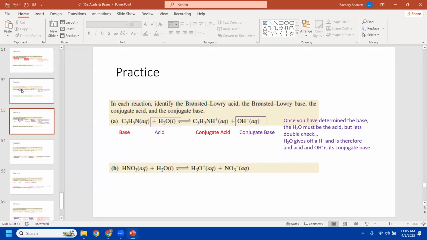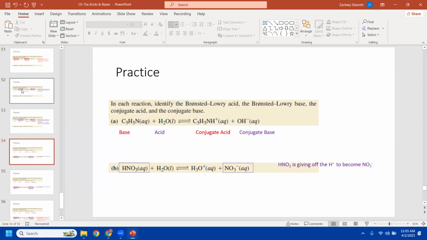Now, the relationship between this one, HNO3, is becoming NO3 minus. Is the HNO3 the acid or the base, Cade?